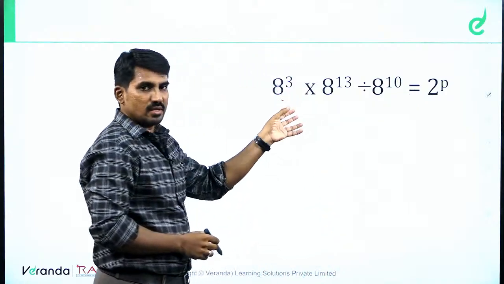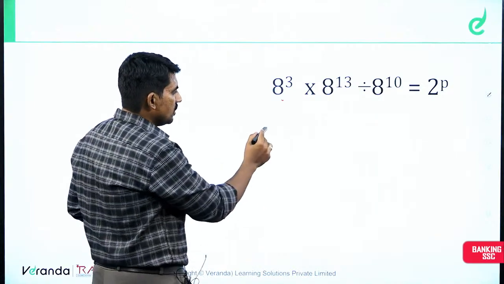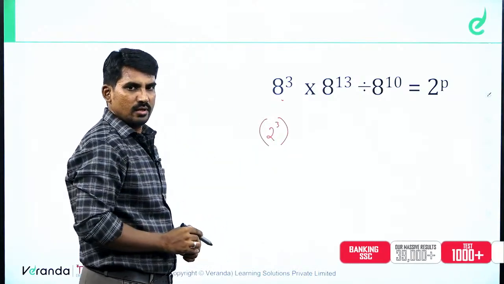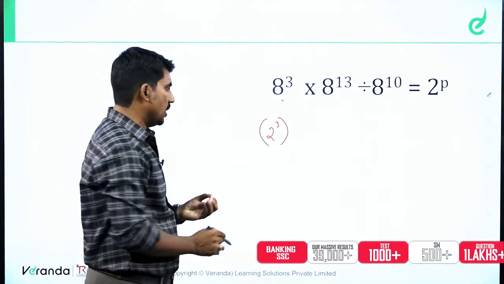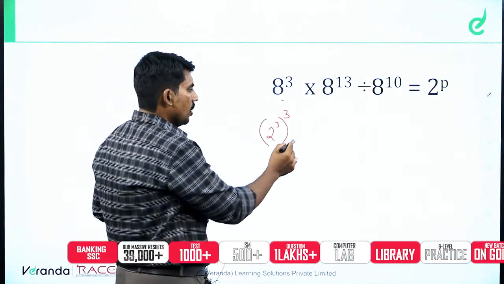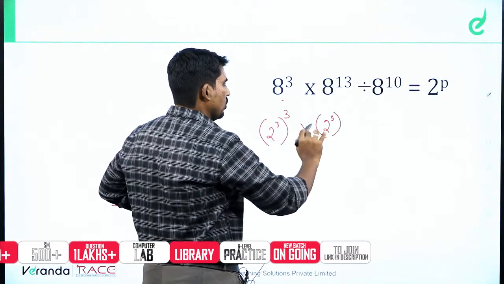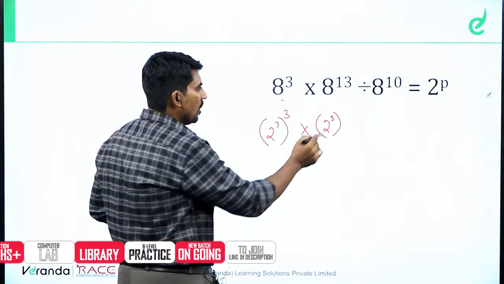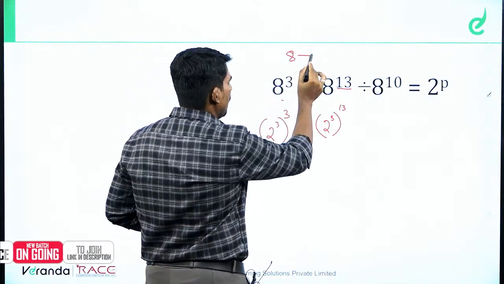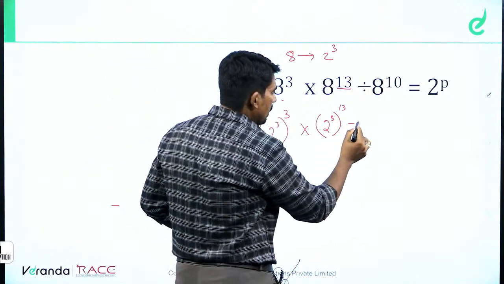Clear? So base same means we can equate the powers. Therefore, instead of 8, shall we consider this 8 as 2 power 3? Instead of 8, we can write 2 power 3. Now, to the power 3 is there. 8 is nothing but 2 cube, we know very well. Clear? Now, to the power, this 13 is there. That 13 we are taking. Instead of 8, we are taking 2 power 3. That's all. Clear?